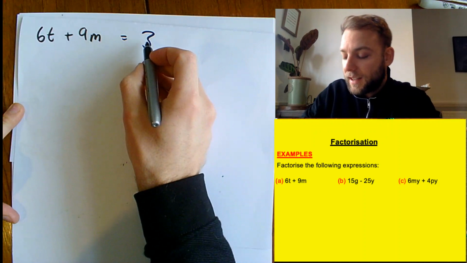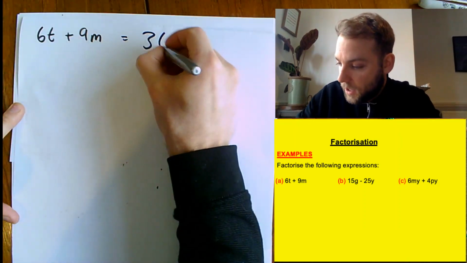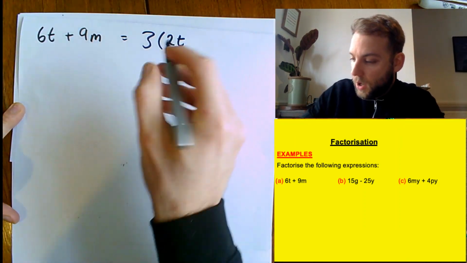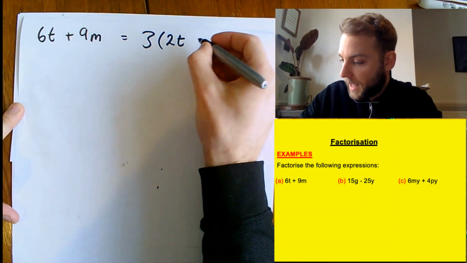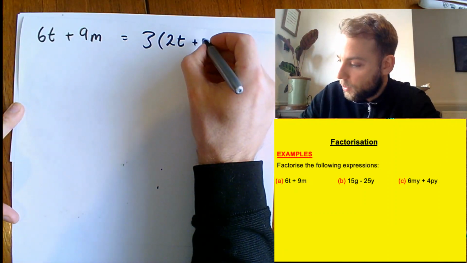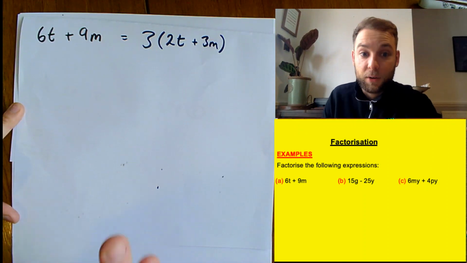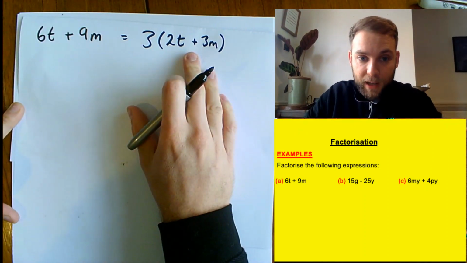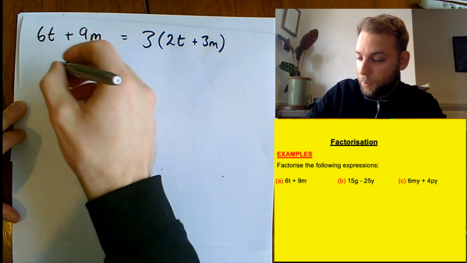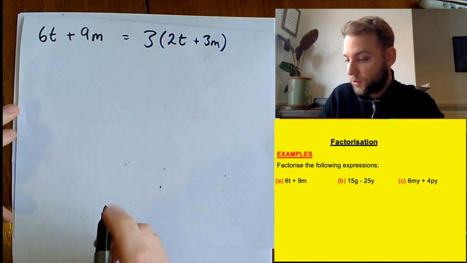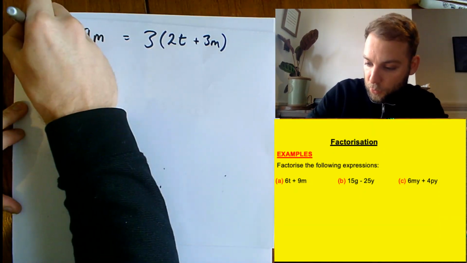What do I need to times by 3 to get 6t? Well, that's just going to be equal to 2t. What do I need to times by 3 to get 9m? Well, that's going to be equal to 3m there, like so. And that's that question done. We've factorised it, we've put it into brackets. Okay, so that's example 2. Make sure you're getting these down in your notes, remember.